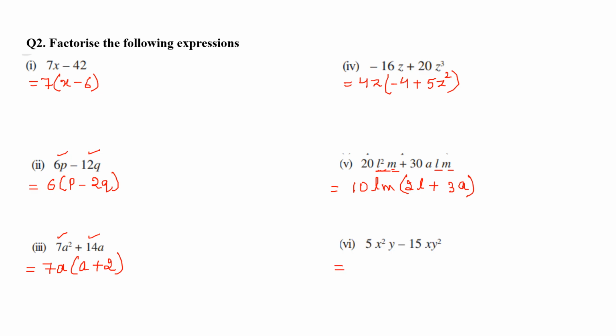Now from here I can take the highest common factor of 5 and 15, which is 5. And variables x and y are present in both the terms. The lowest power of x is 1 and the lowest power of y is also 1. So 5xy is common, and I am left with x in the first term. 5xy into x gives me 5x square y, and minus 5 times 3 gives me 15, and minus 3y. So it will be 5xy into x minus 3y.